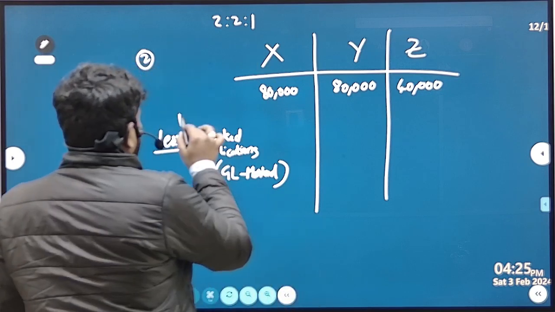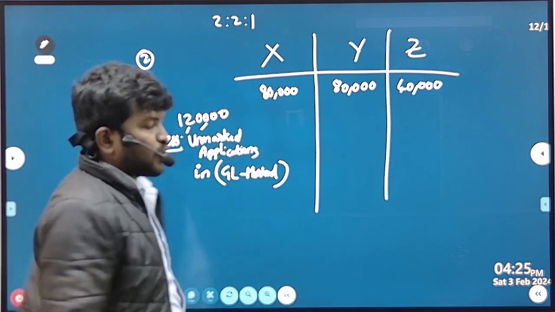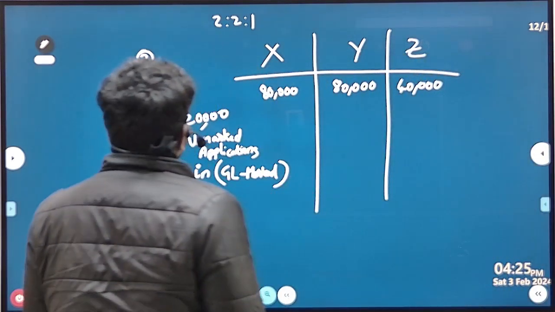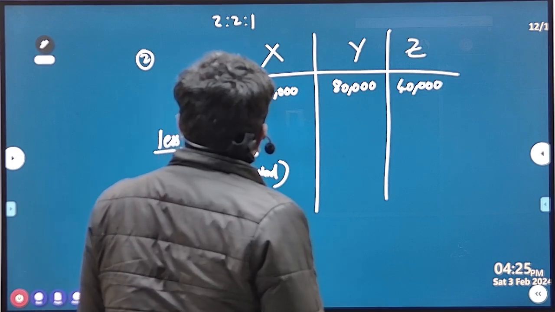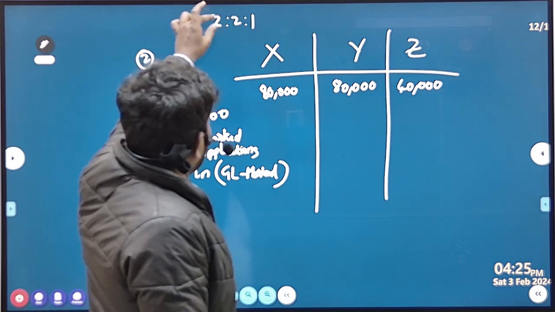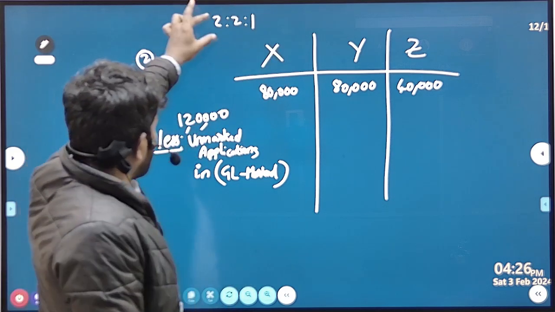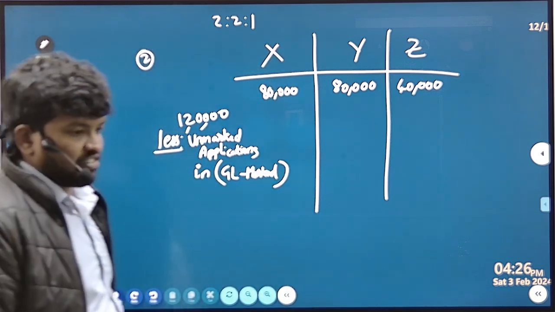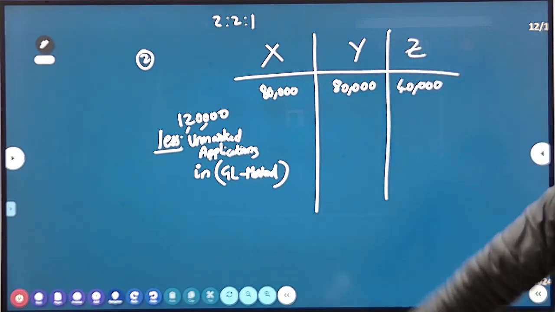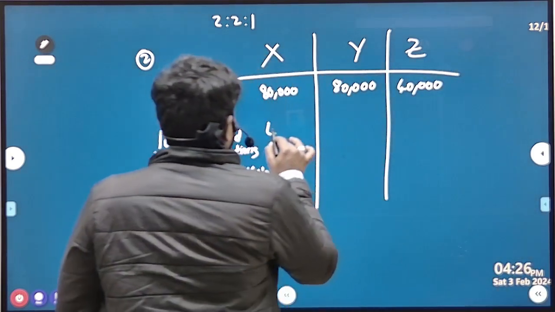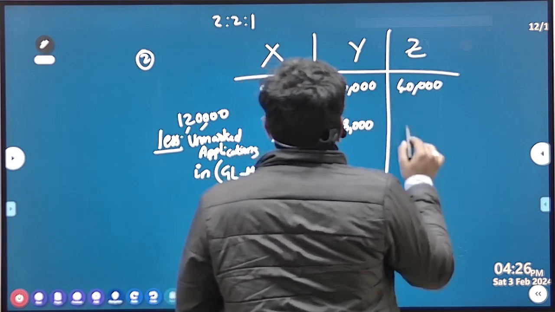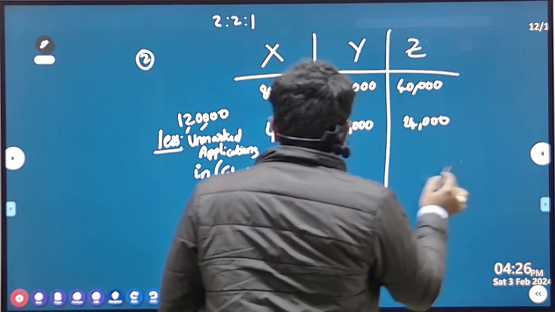Tell me, 1,20,000 are unmarked applications. 2 is to 2 is to 1, how much? 1,20,000 divided by 2 plus 2 plus 1 is 5. 1,20,000 divided by 5 is 24,000, into 2, 48,000. Y का कितना होगा? 48,000. Z का कितना होगा? 24,000. टोटल नेट लाइबिलिटी कितना होगा?